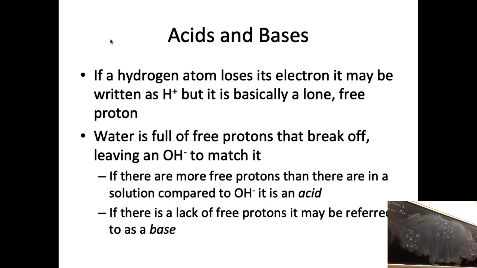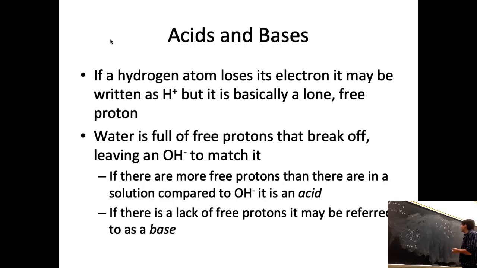That's all it is. So we can measure how powerful an acid is by the pH scale, because water at pH 7 is neutral. It has an equal number of hydroxides and free protons, or hydrogen ions.